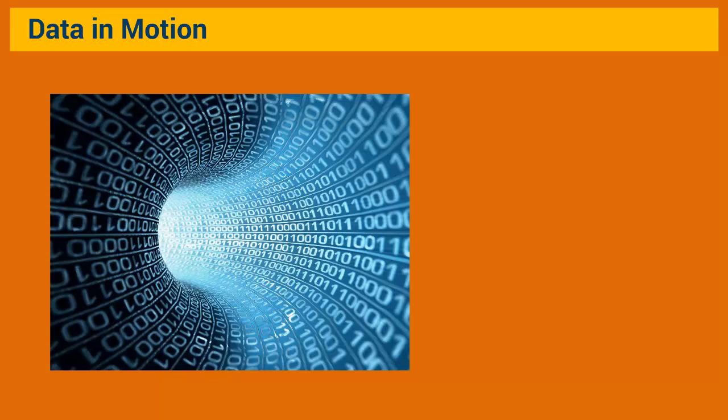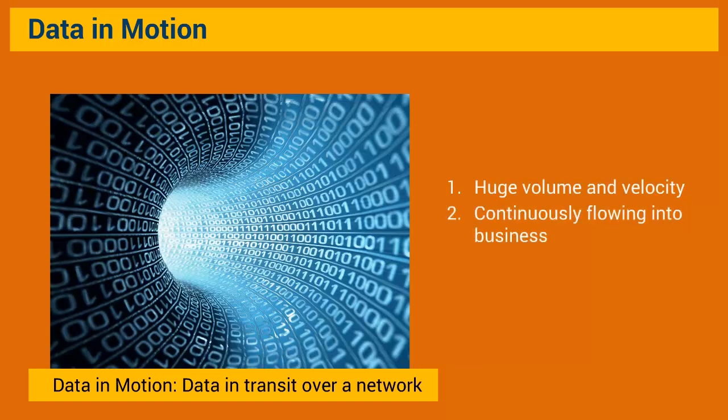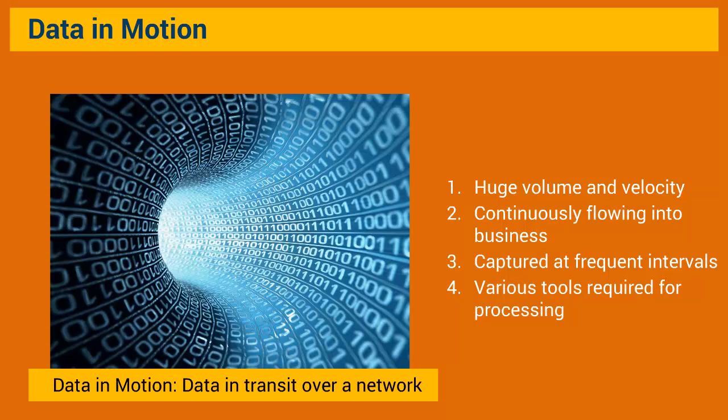Let us now discuss data in motion. Data in motion is the term used for data as it is in transit over a network. Often, businesses need to manage and process large volumes of data that is continuously flowing into the business. Such data captured at frequent intervals, typically from electronic sensors and devices, is called data in motion.